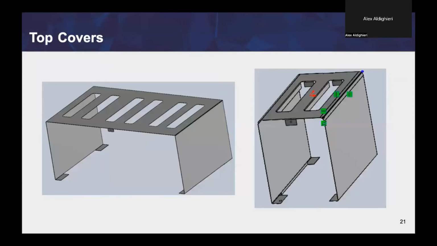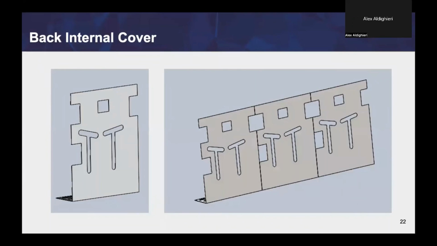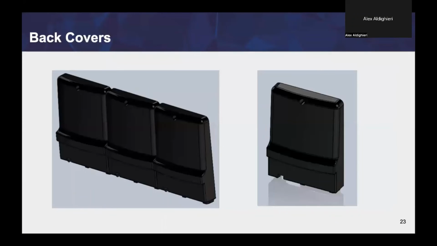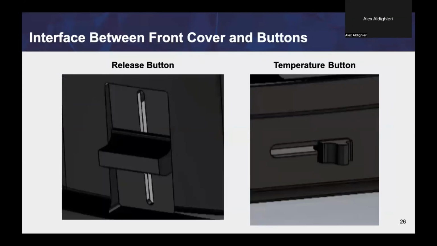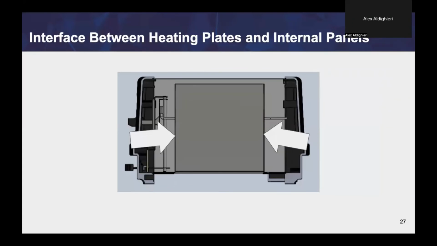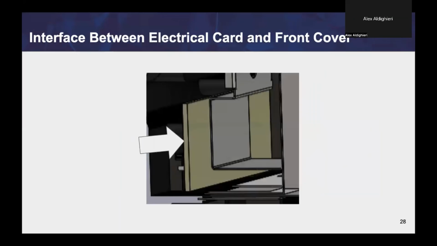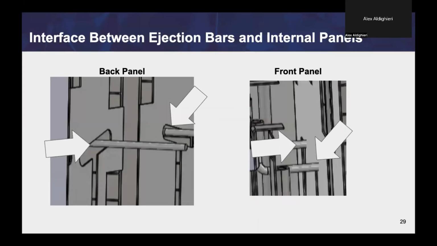So just going through it, here are the top covers, the back internal cover, the back covers, the front internal cover, and here's the interface between the modules and the platforms with the release button, the front cover, and the temperature button in the front cover, the heating plates and internal covers, the electrical card and the front cover, the ejection bar, and the internal panels.